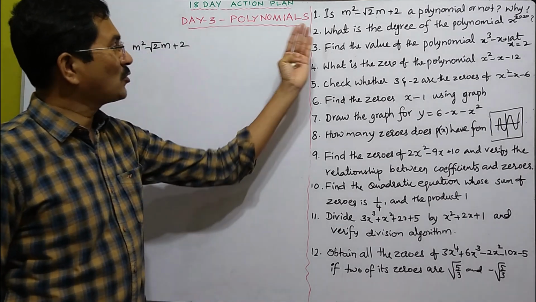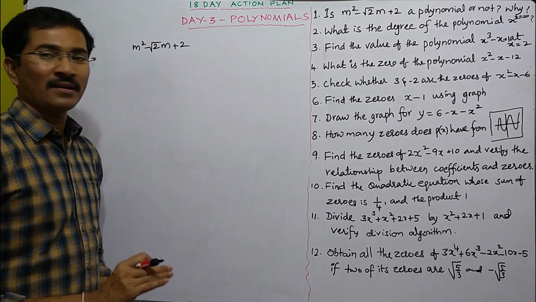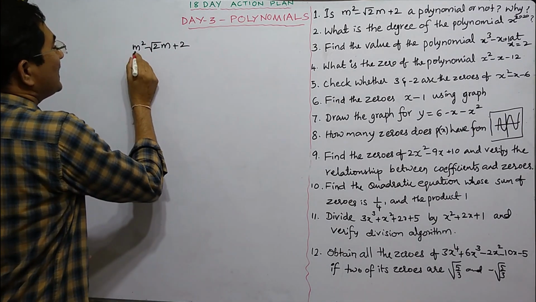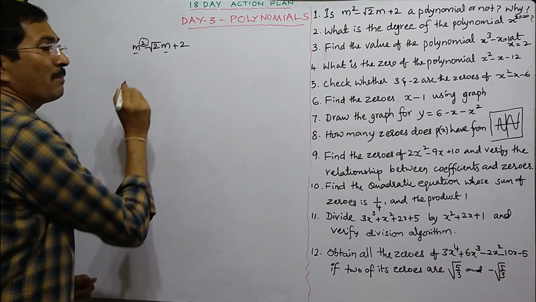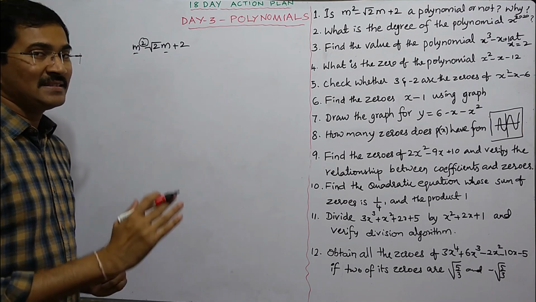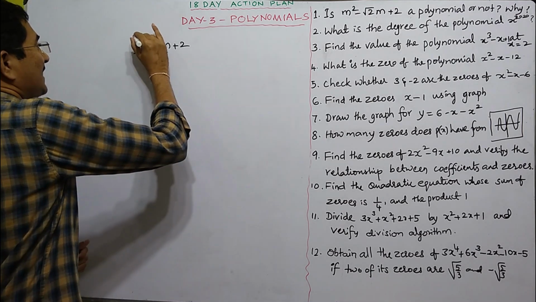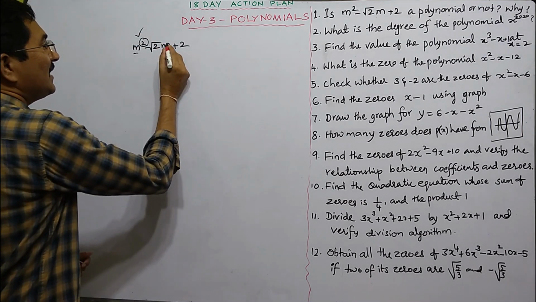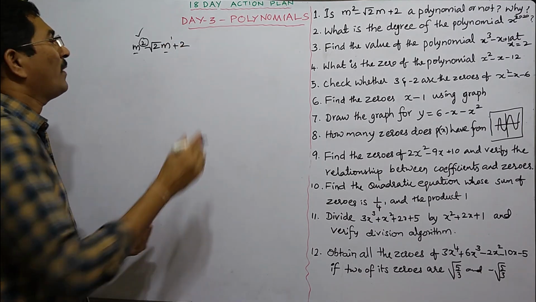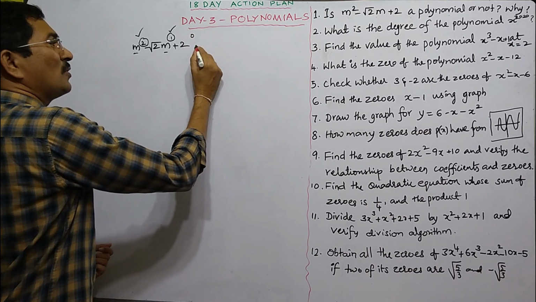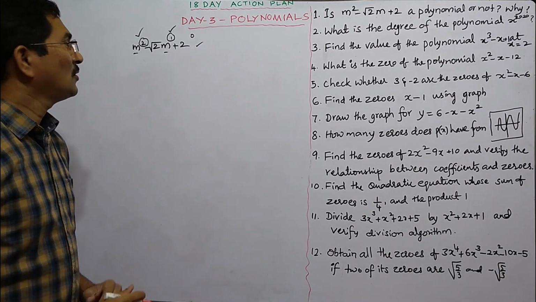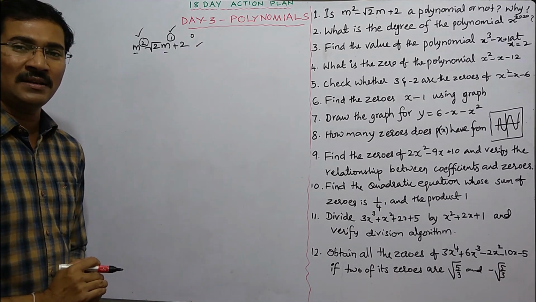Now coming to the actual problem, is this a polynomial or not? Why? Let us see, the variable is m here. So the power here is 2, it is plus 2. That means it is a non-negative integer. It satisfies our condition. Then here its power is 1. So 1 is also a non-negative integer, it also satisfies. Here the power is 0, so it is a non-negative integer, it is also satisfied. So this can be considered a polynomial.